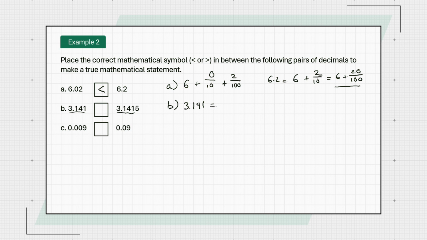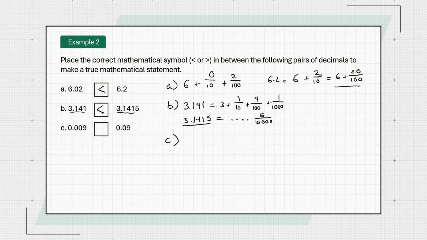So 3.141 is equal to 3 plus 1 group of 10 plus 4 groups of 100 and then 1 final group of 1,000. But 3.1415 is equal to the exact same thing, but with an additional 5 out of 10,000, which means that this one here is ever so slightly larger.